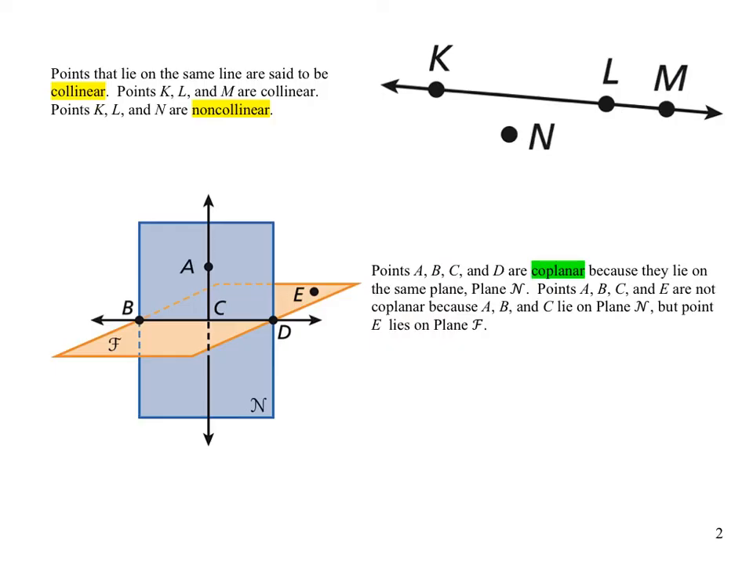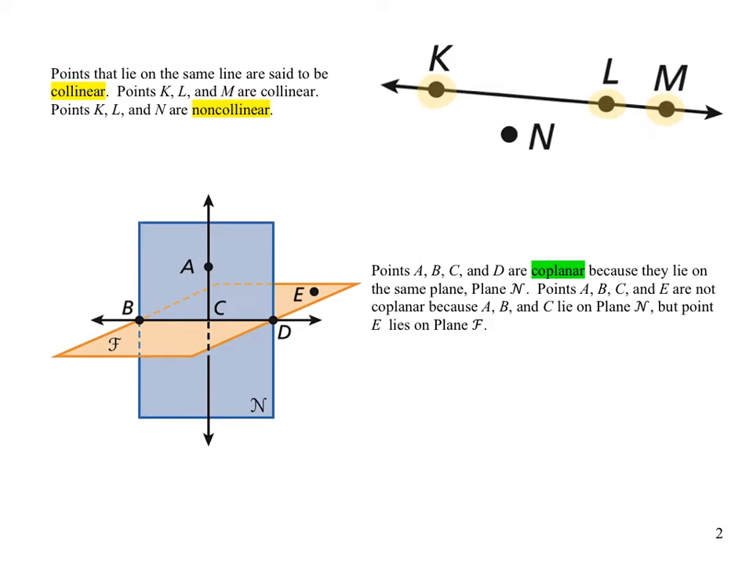I used a new term a few minutes ago that is collinear. Points that lie on the same line we call collinear. So in our diagram, we have points K, L, and M that all lie along the same line. Those are said to be collinear. We know points K, L, and N are non-collinear, meaning they do not lie along the same line.